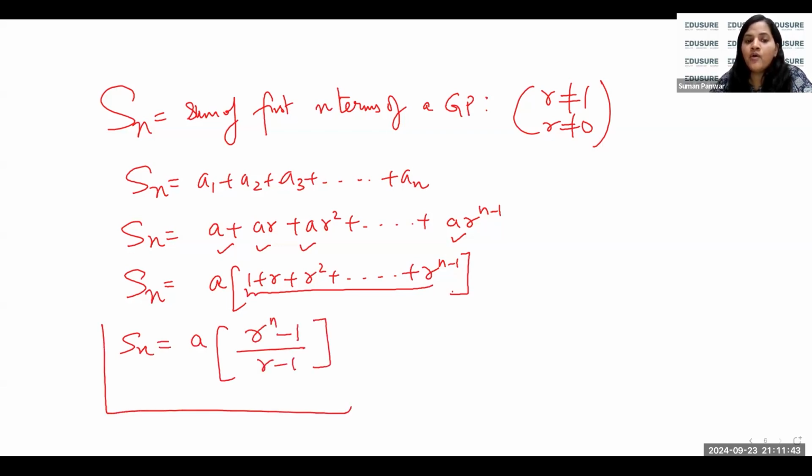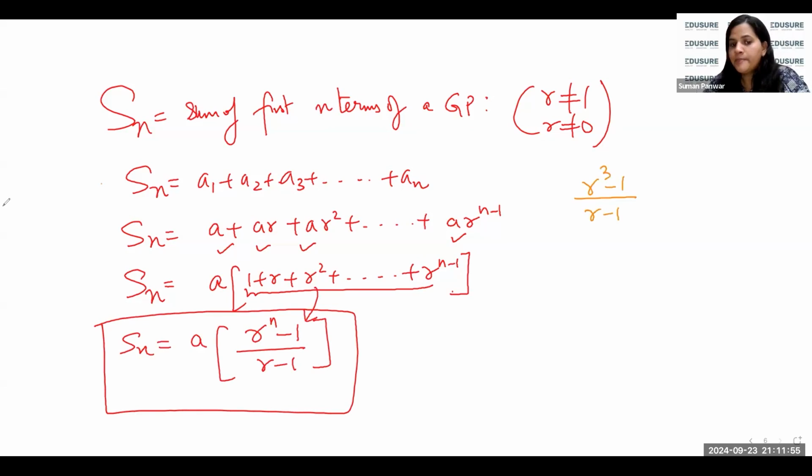Now, to go from here to here, you should know, I'll just give you an example. For example, I divide r cube minus 1 by r minus 1. So r into r square is r cube. r square into minus 1, minus r square. Subtract. This is known as long division. So minus r square minus 1.